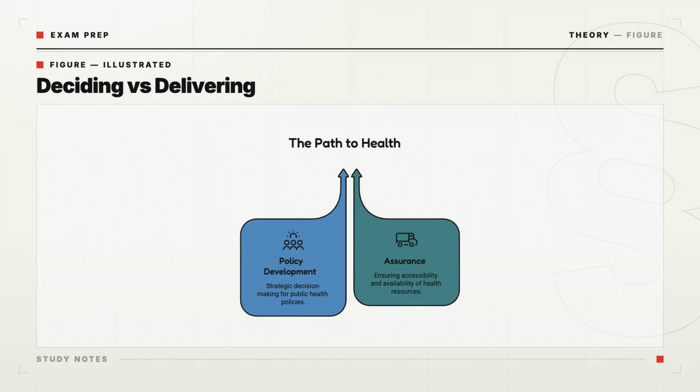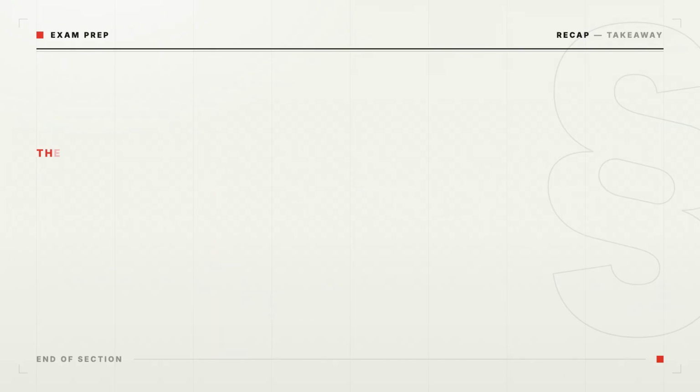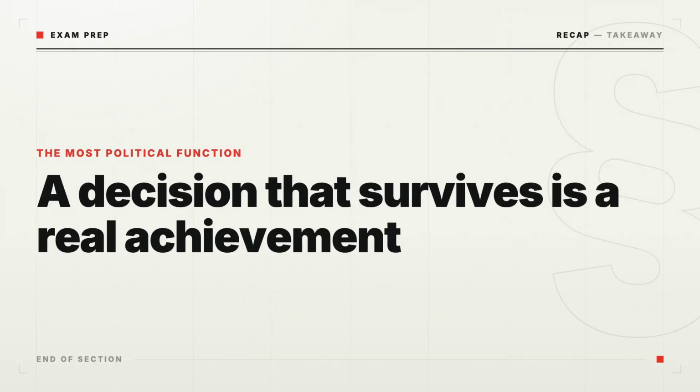Deciding to expand condom access is policy development, actually placing supplies in clinics, schools, bars, and community centers is assurance, and the same split applies to something like a lead exposure plan versus enforcing abatement. Policy development sounds bureaucratic, but it's the most political of the core functions, and the one public health most often wins or loses. A decision that survives budget cycles and opposition is a real win. One that dies in committee leaves the data just as useless as before.